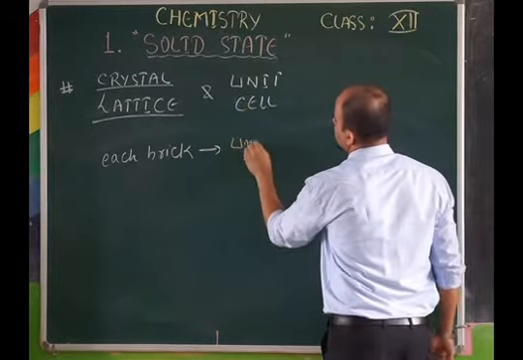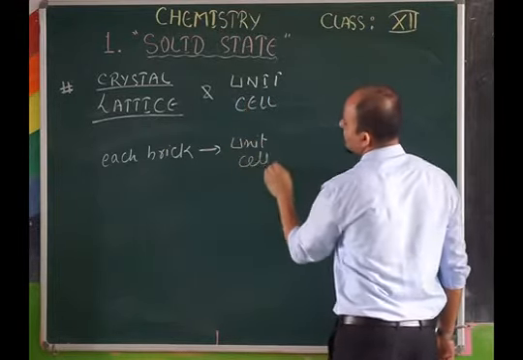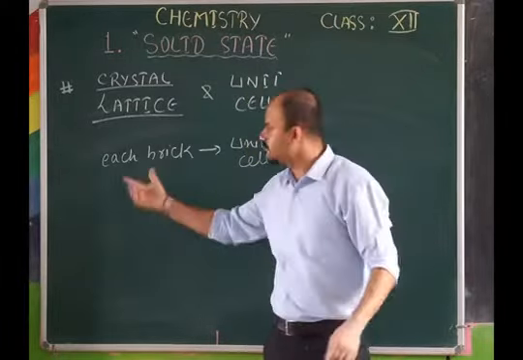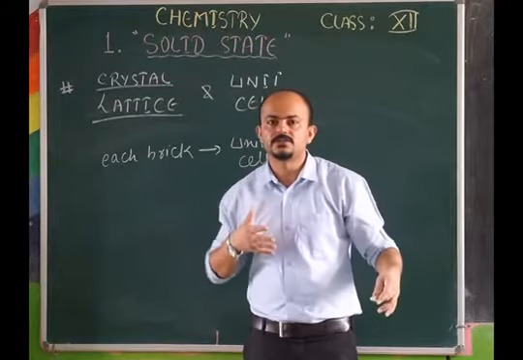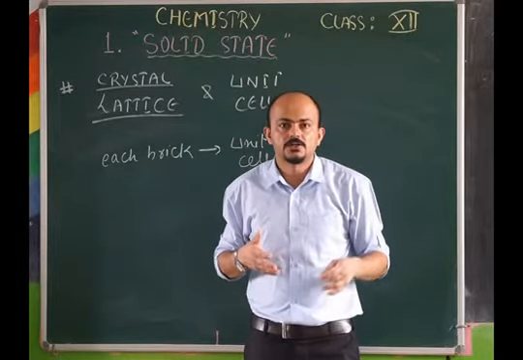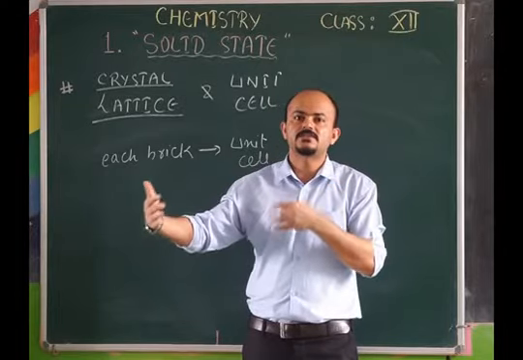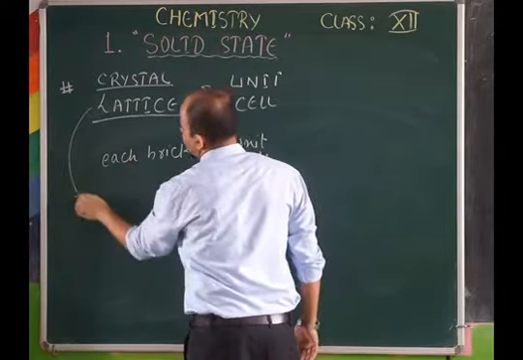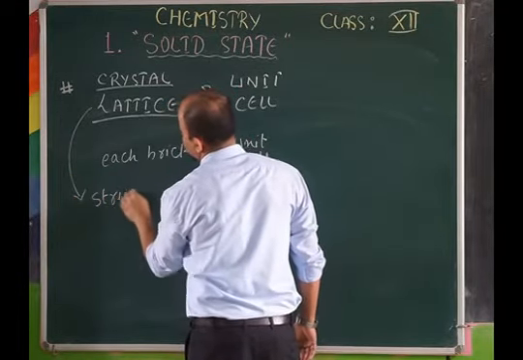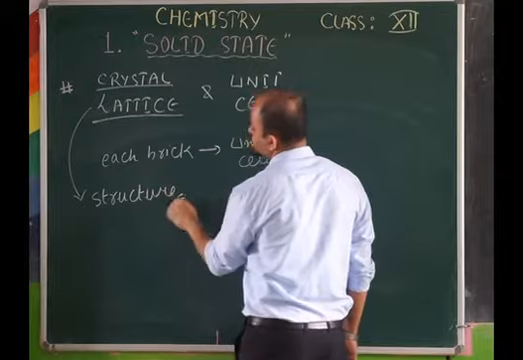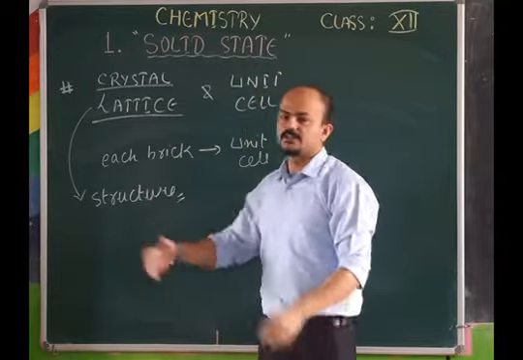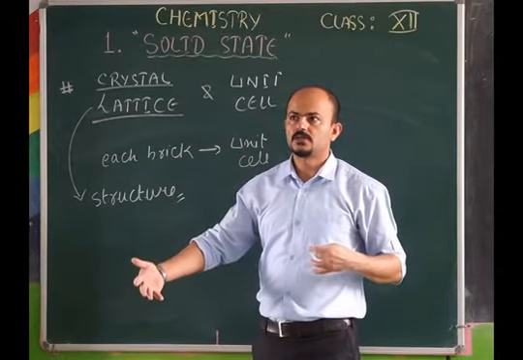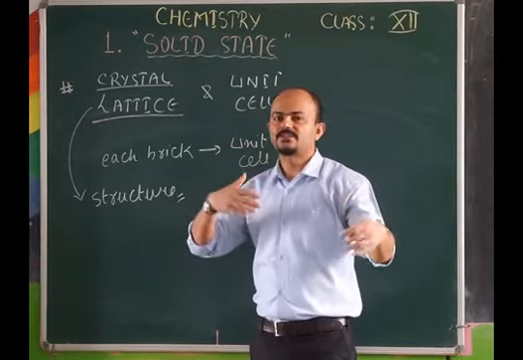It is equivalent to unit cell, and the structure that you get after arranging each brick in all three dimensions, then what you get? You get some particular structure, desired structure, and that structure is known as what? Crystal lattice. It is the structure that you obtain after arranging each brick in all three dimensions. What you obtain? You obtain a room or flat or the building.